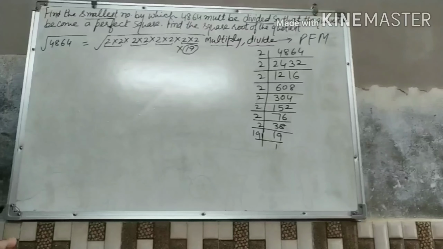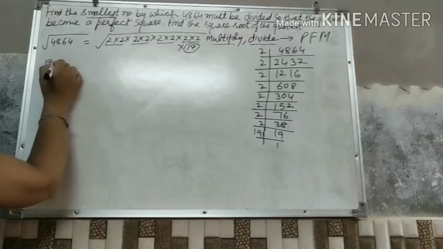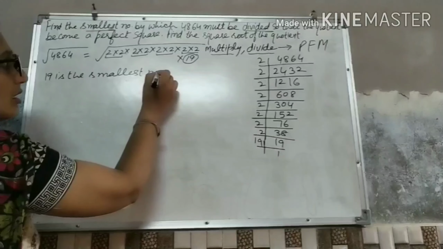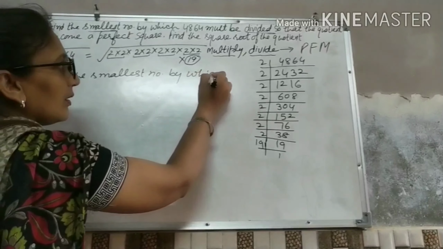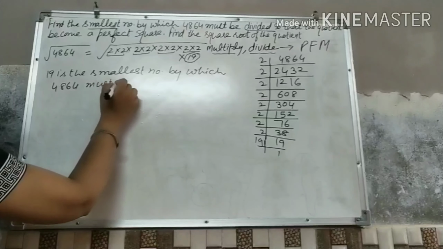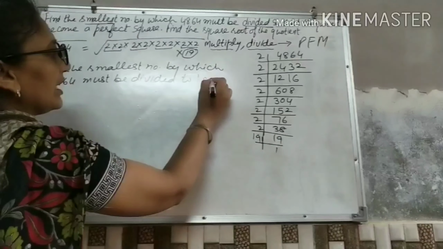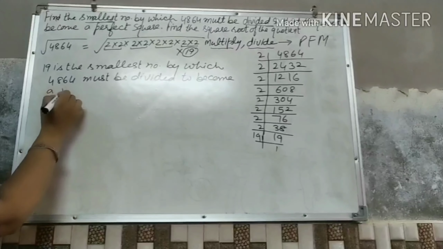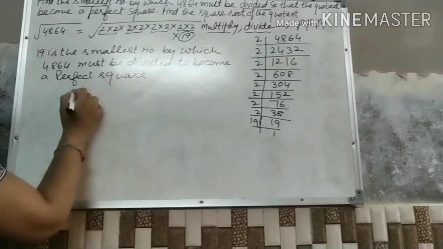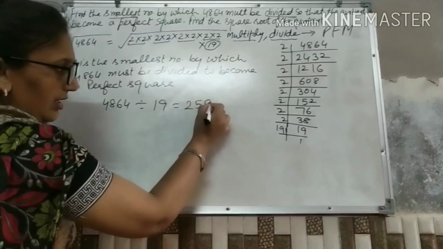There is not any pair of 19. So 19 is the smallest number by which 4864 must be divided to become a perfect square. So we will divide it with 19. When we divide it with 19, then 256 will come.